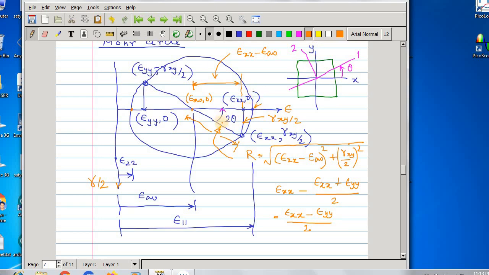So to get the principal plane, you need to rotate the xy plane by 2 theta in the Mohr circle, that means in the anti-clockwise direction. That means in the actual figure, you have to rotate it by theta. If the rotation in Mohr circle is 2 theta, the actual rotation is theta. If this is anti-clockwise, this is also anti-clockwise. So this is actually the location of the principal plane.